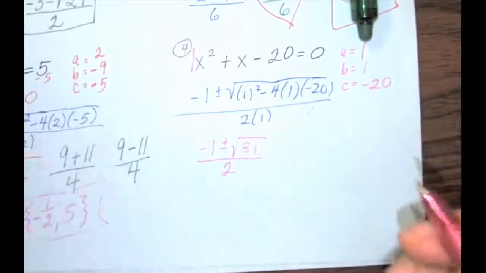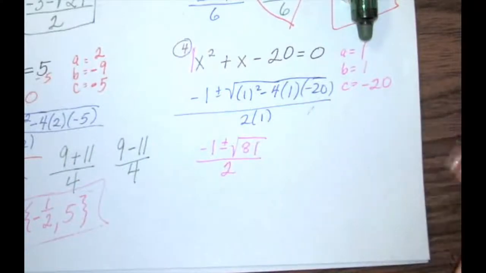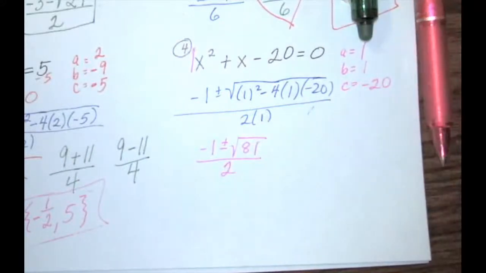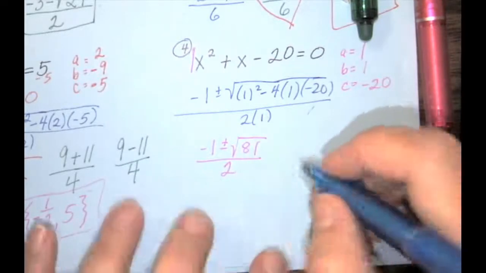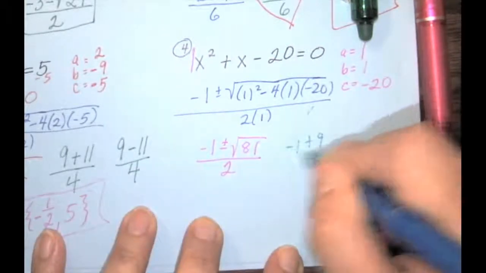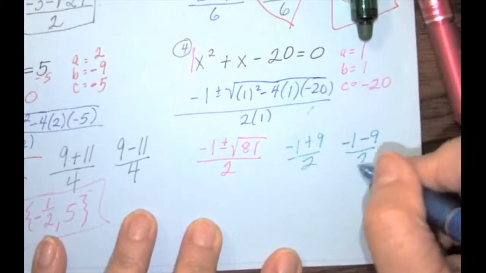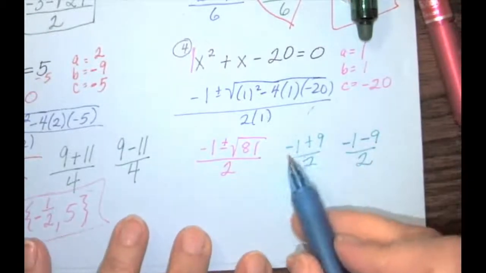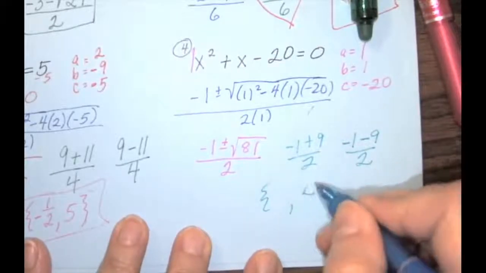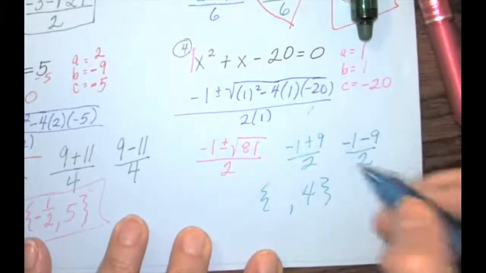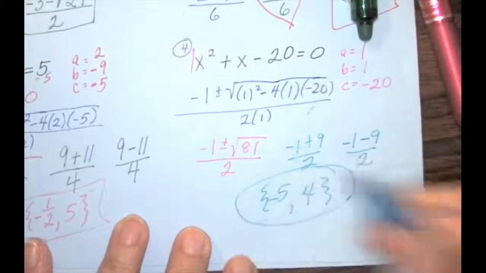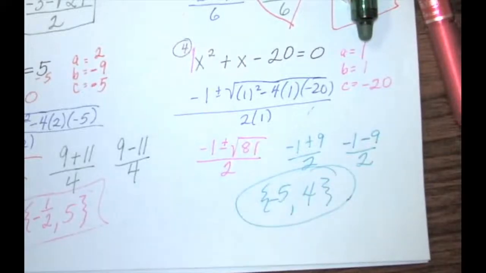All right, negative 1 plus or minus the square root of 81. Okay. Oh, that's nice and pretty. That's a perfect square. So, what do I have? Negative 1 plus 9 over 2 and negative 1 minus 9 over 2. 9 minus 1 is 8, over 2 is just 4. Negative 10 over 2 is negative 5. There's your two answers. So there's your quadratic formula.